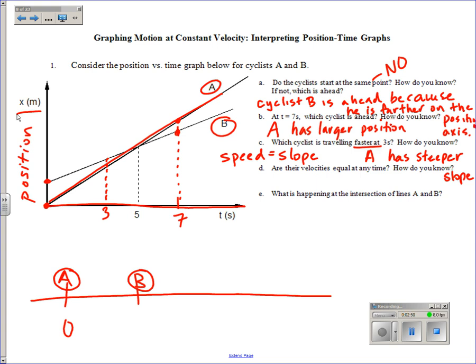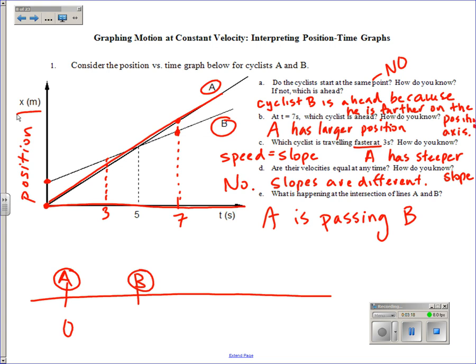Are their velocities equal at any time? No. Slopes are different for the entire graph. So if the slopes are different, the velocities must be different. What is happening at the intersection of lines A and B? Well, what's happening is that A is passing B. So even though A starts behind B, because A goes faster than B, A ends up in front of B, and they pass at 5 seconds.